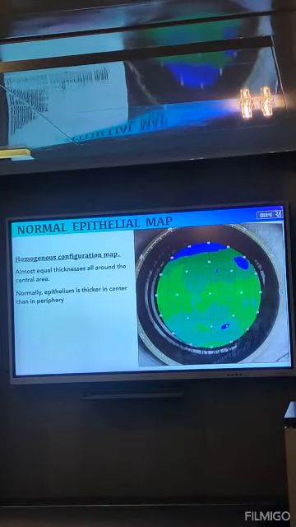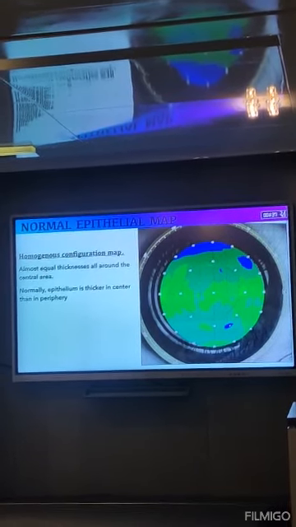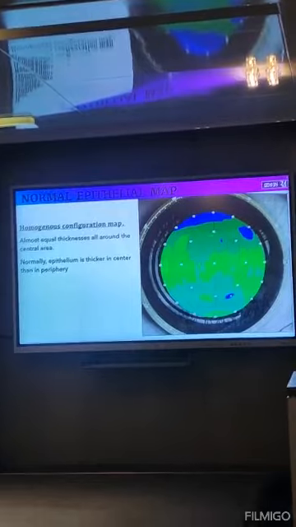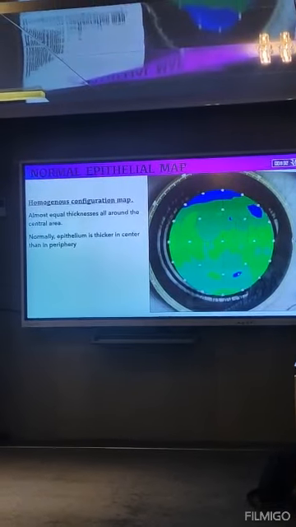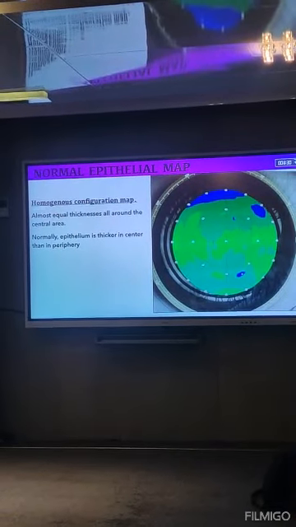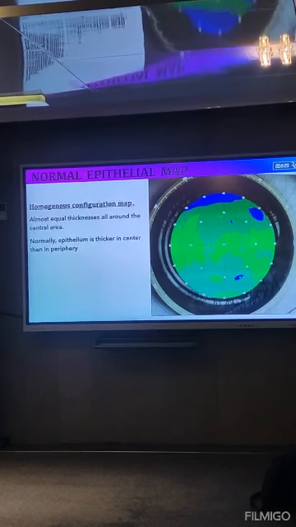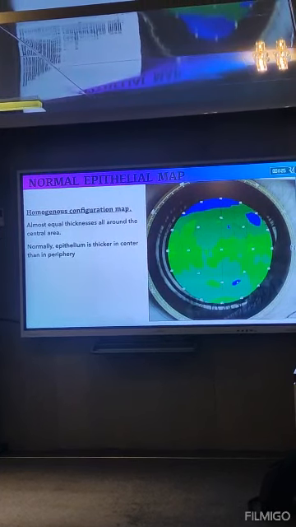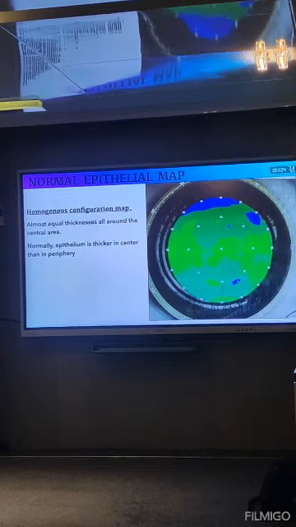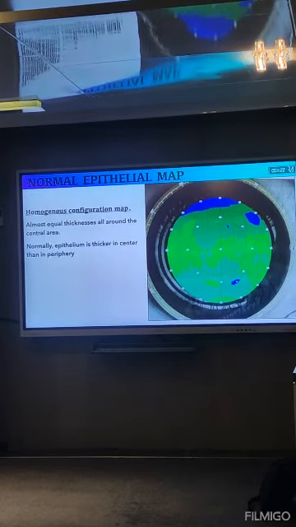So this is an example of a normal epithelial map where the epithelial thickness is homogeneous all around, especially in the central part of the cornea. Almost equal thicknesses all around the central area. Normally, epithelium is thicker in the center than in the periphery, which is the reverse of the corneal thickness as well.